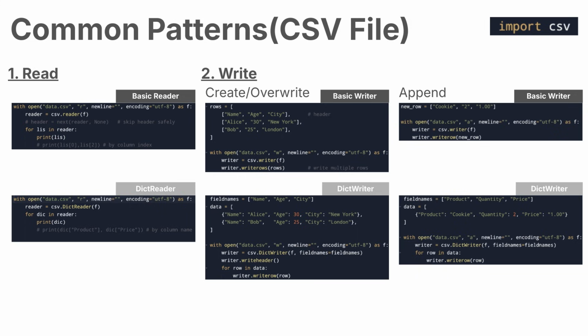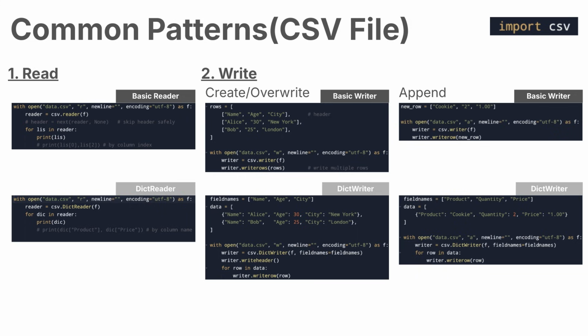2. Write, create, and overwrite. When we want to create a CSV from scratch, we have 2 matching tools. Basic writer writes lists. We pass a list of rows to writer.writerows. Remember to include the header row yourself as the first list if you want headers. DictWriter writes dictionaries. We define field names, call writer.writeheader once, then writer.writerow for each dict. This keeps columns aligned and readable.